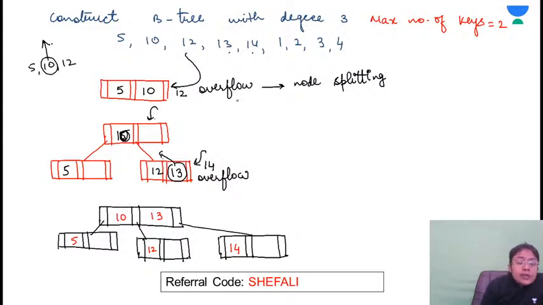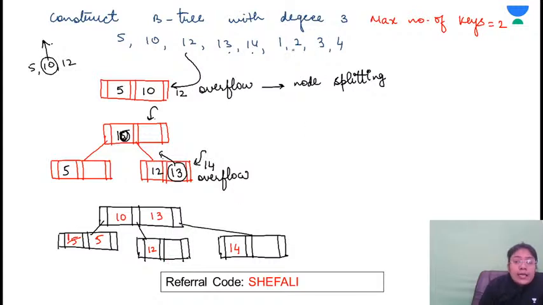Whenever you have to insert any element, always the comparison is done with the parent node. So I want to insert 1. Is 1 greater than 10 or less than? Less than 10, so it will go to the left child. In the left child, 1 empty slot is there. So can I add it after 5? If I add it there, then it won't be in ascending order. So here we will have the 1 and here it will be 5.